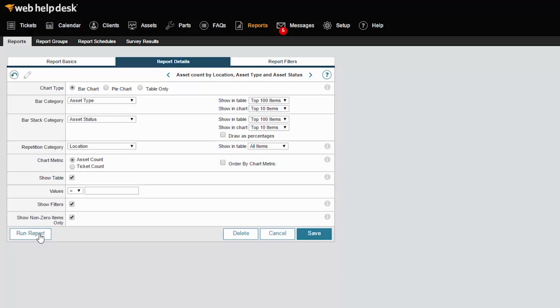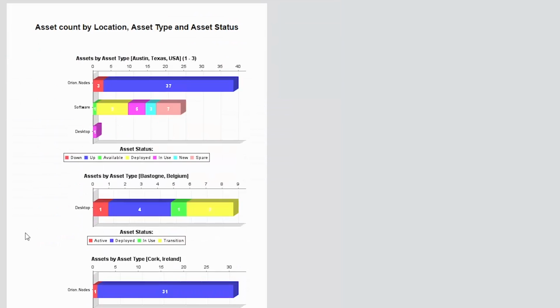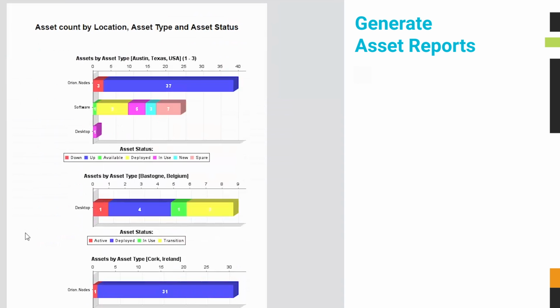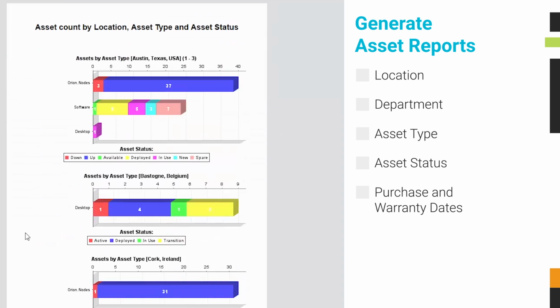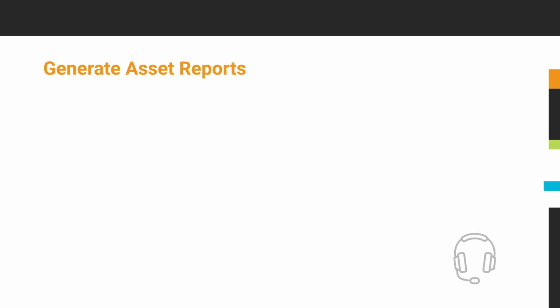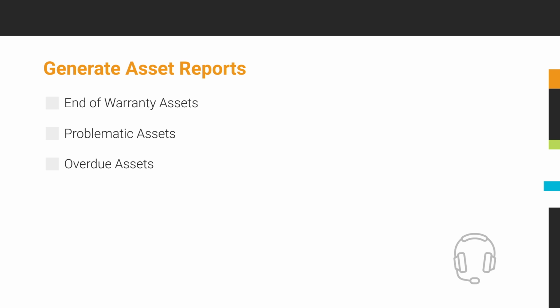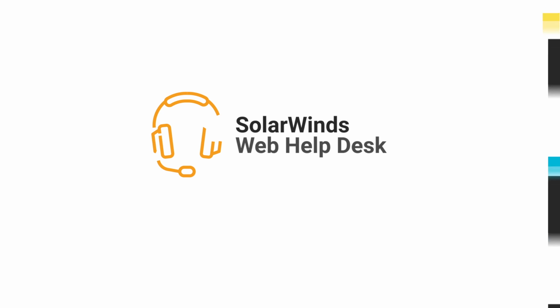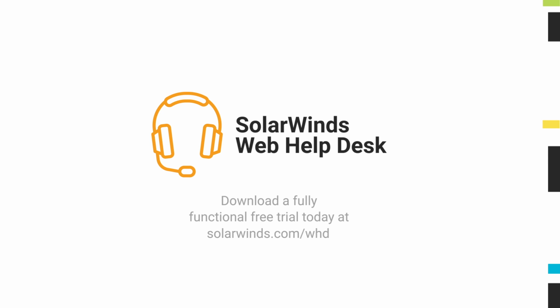Web Help Desk provides a powerful reporting engine that allows you to generate asset reports to get information based on location, department, asset type, asset status, purchase and warranty dates, and more. Web Help Desk allows you to find assets approaching end of warranty, identify most problematic assets, and report on assets that are overdue. Automate and simplify IT asset management with Web Help Desk.